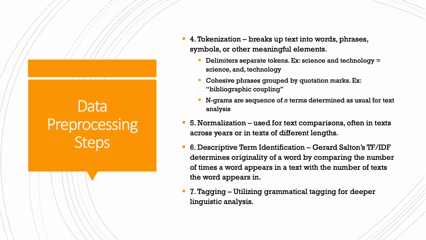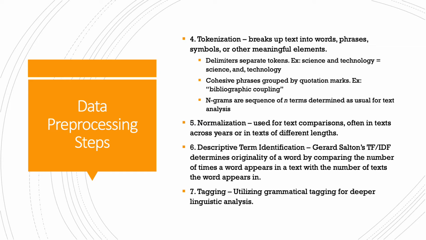Tokenization breaks up text into words, phrases, symbols, and other meaningful elements. This needs to be determined by the person analyzing the text, which phrases or words are going to be most helpful in the analysis. So delimiters will separate the tokens. For example, if you are looking at the term science and technology, you can delimit that phrase into science, and technology. If you wanted to mine through the text for that phrase itself, you would combine it with quotation marks. You would do quote, science and technology, end quote.